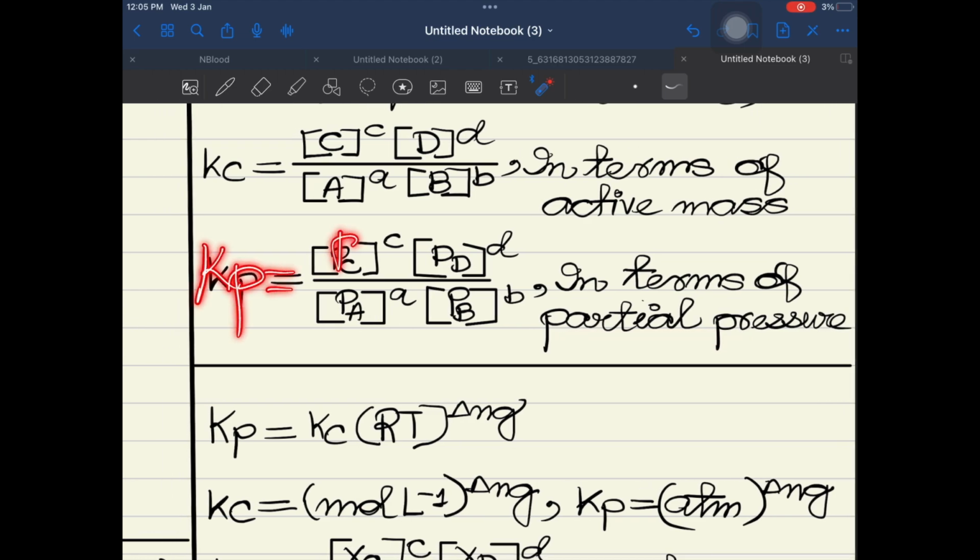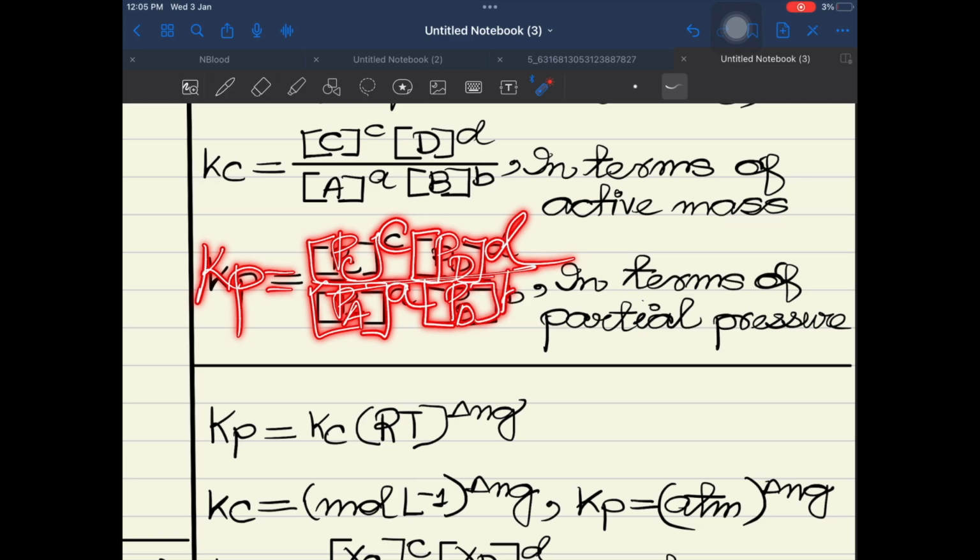So Kp will be equal to partial pressure of C raised to the power stoichiometry of C, and partial pressure of D raised to the power stoichiometry of D, divided by partial pressure of A raised to the power stoichiometry of A, and partial pressure of B raised to the power stoichiometry of B.